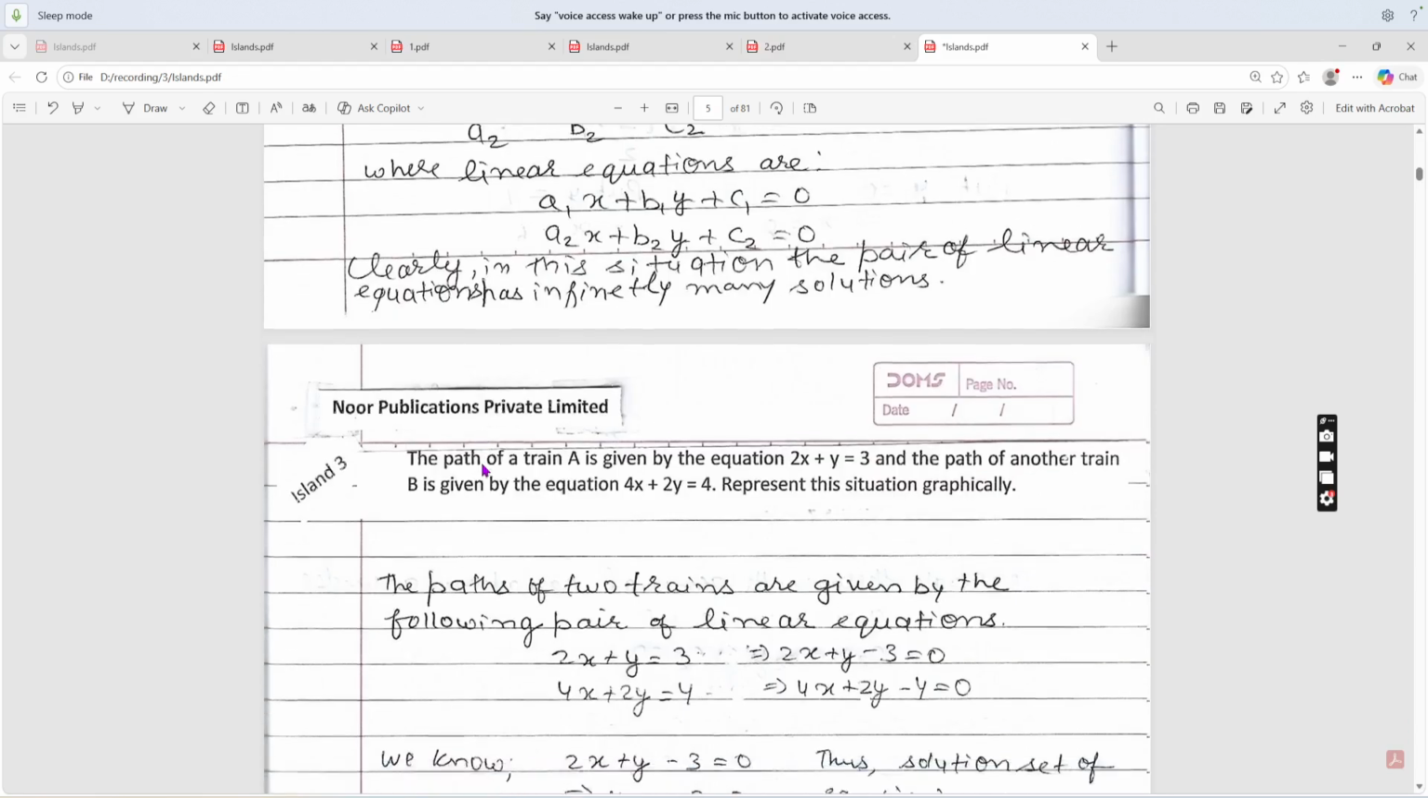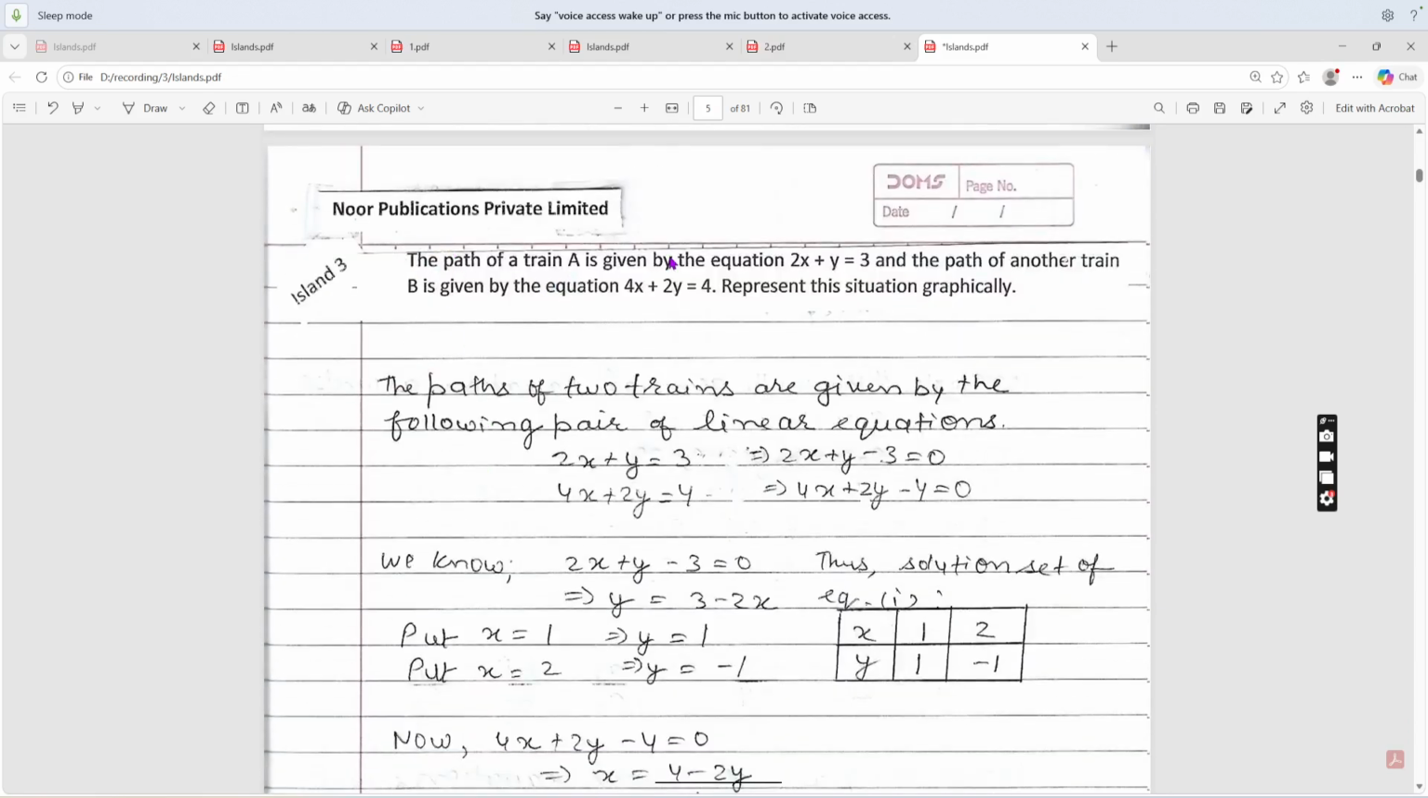Okay, now we see the third. The path of a train A is given by the equation 2x + y = 3, and the path of another train B is given by the equation 4x + 2y = 4. Represent this situation graphically also.